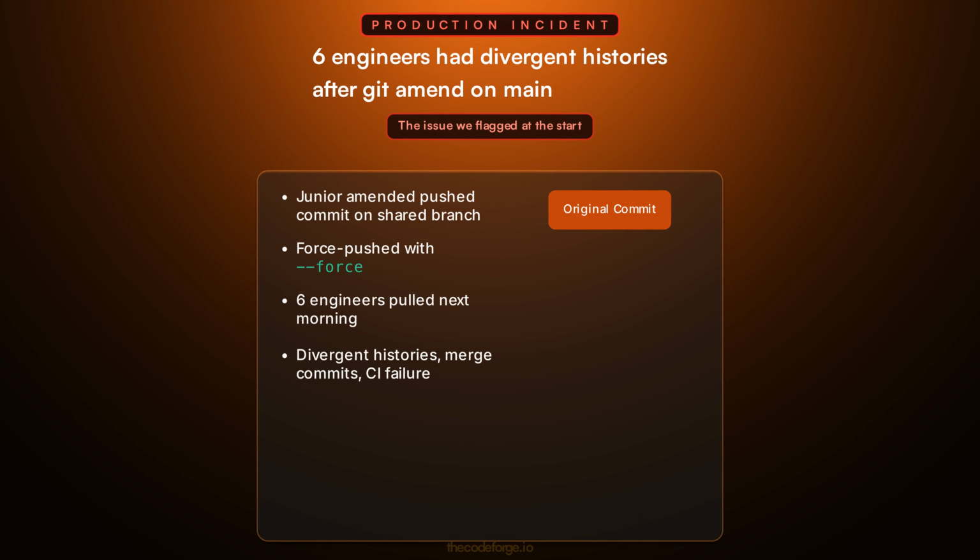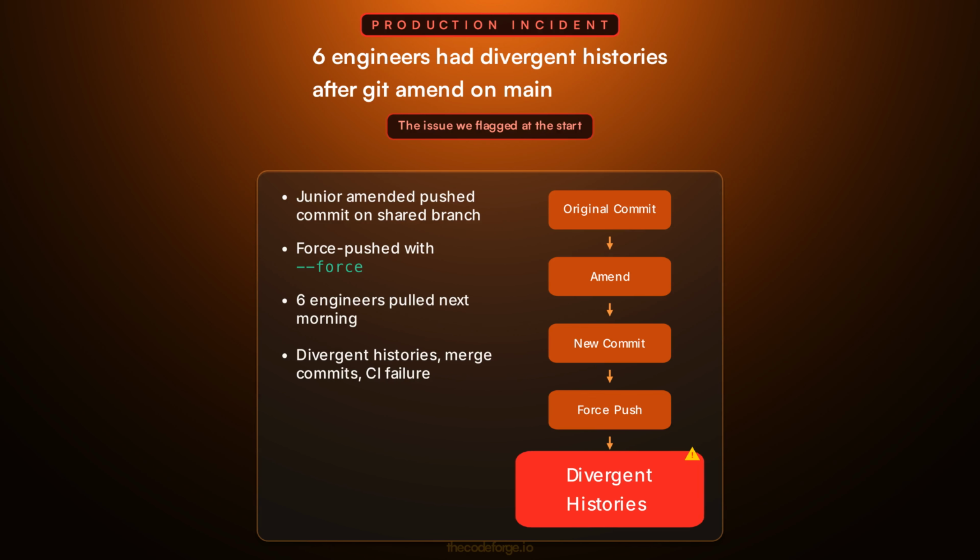This is the same issue we highlighted at the start. Here's exactly why that happened. A junior engineer amended a commit that had already been pushed to a shared feature branch. They used git push --force, which overwrote the remote branch without checking. The next morning, 6 engineers pulled and got divergent histories. Their local branches had the old commit SHA, but the remote now had a new one. Git tried to merge the two histories, creating unwanted merge commits and breaking CI.